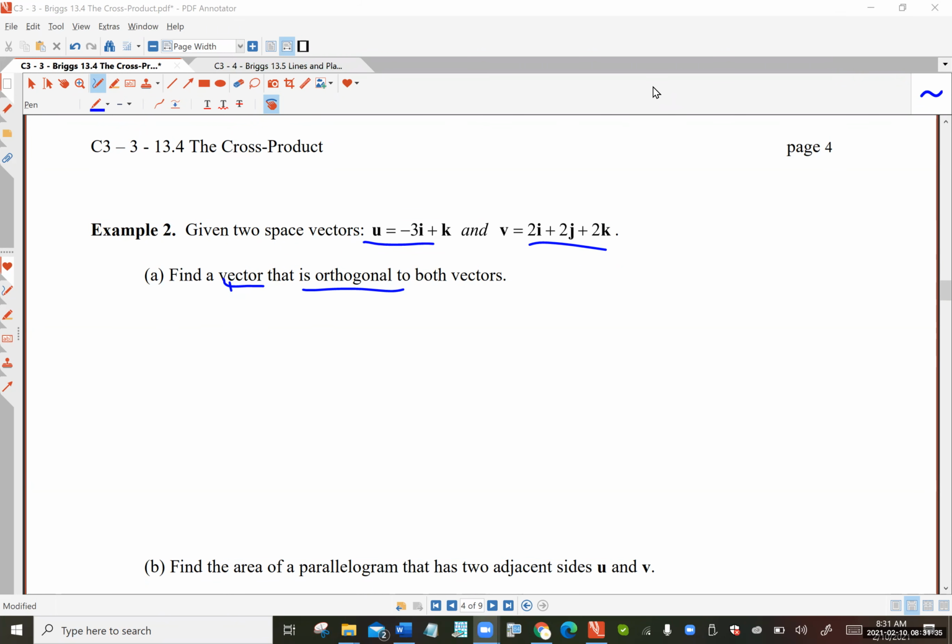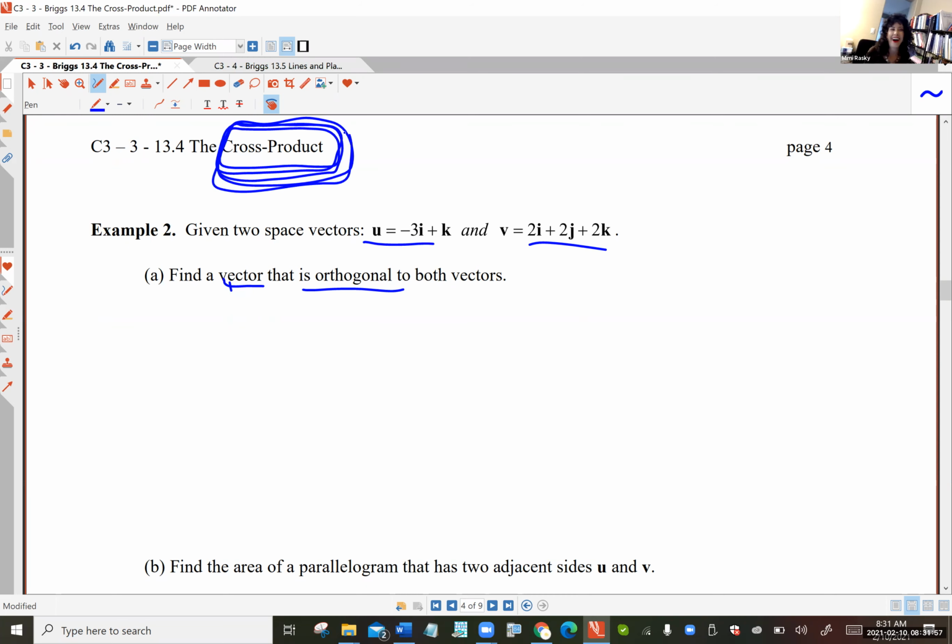Is it the projection of u onto v? No, there's no projections involved here. That's not going to get us something orthogonal to the two originals. I'll give you all a hint. A vector that's going to be orthogonal to the two original vectors is going to be the cross product of u and v, and that will give you a vector orthogonal.